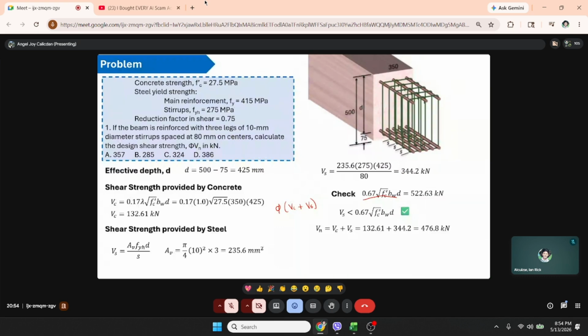And to get Vn, it's just Vc plus Vs. So Vc is 132.61 and Vs is 344.2. So Vn is 476.8 kilonewton. Multiplied by phi of 0.75 for shear. And our final answer is 357.6 kilonewton.